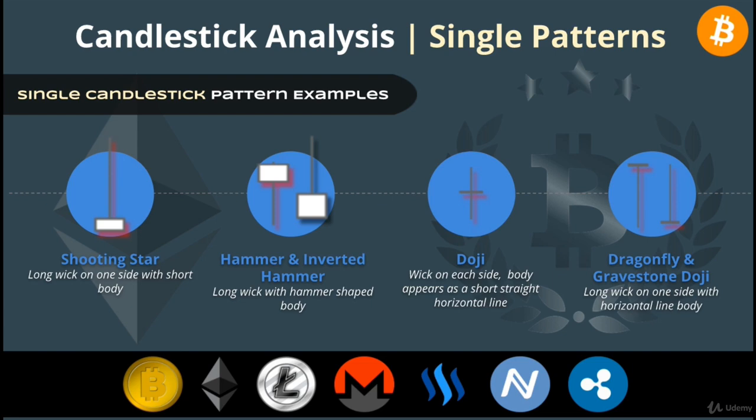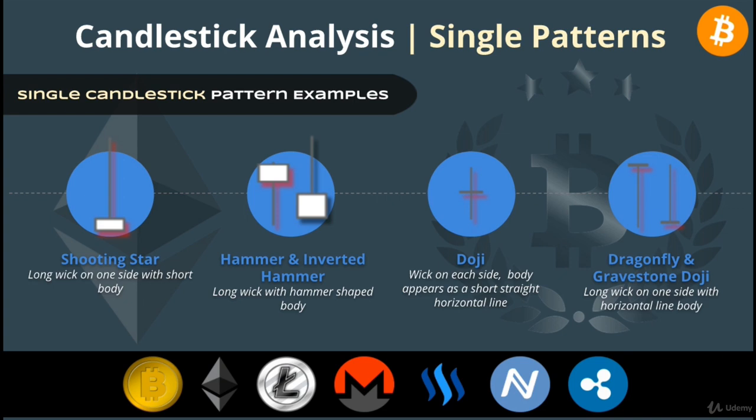The Dragonfly Doji is when the open, the close, and the high of the day are all the same price. This creates a long lower wick with a short horizontal line at the top, which forms a T shape. This shows that the stock fell during the day, but buyers drove the stock price back up by the market close. This is a potential reversal signal for the current stock trend, but other candlesticks should be used to confirm.